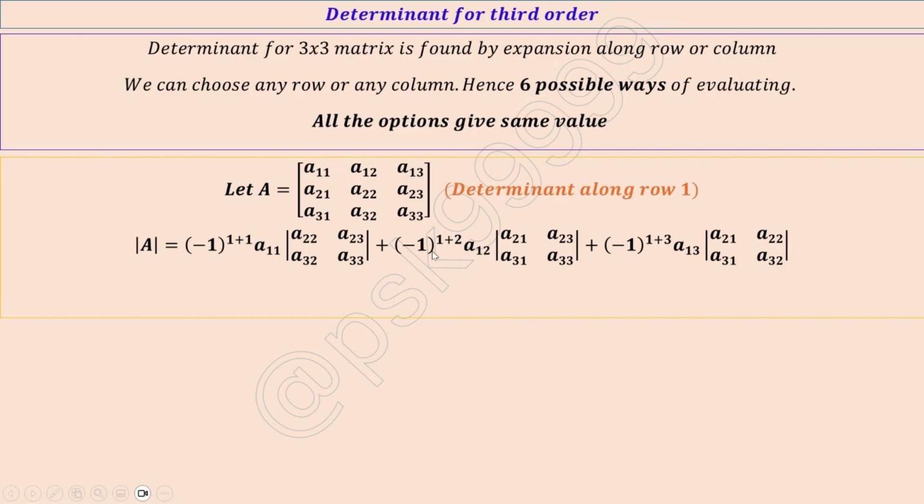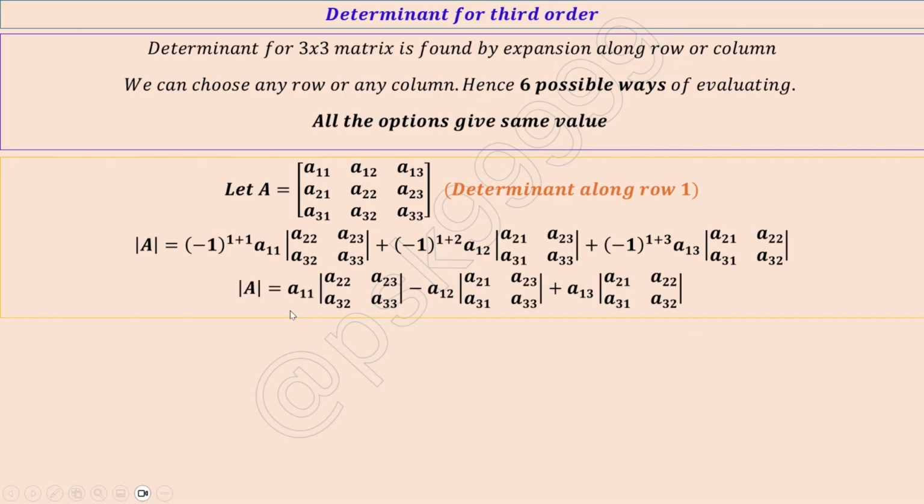Okay, the second one is minus 1 whole to the power of 1 plus 2, since this is position 1 comma 2, into A12, into the determinant you get by leaving this row and this column, so I am left with A21, A23, A31, A33. Plus minus 1 whole to the power of 1 plus 3, because I am choosing 1 comma 3 now, into the determinant of the remaining 4 terms. That is, if I take a13, then I am left with a21, a22, a31, a32.